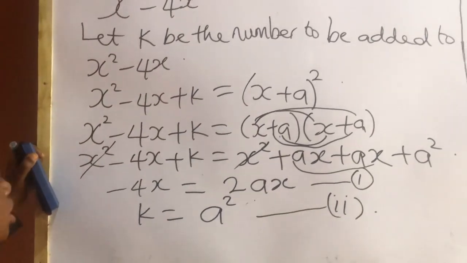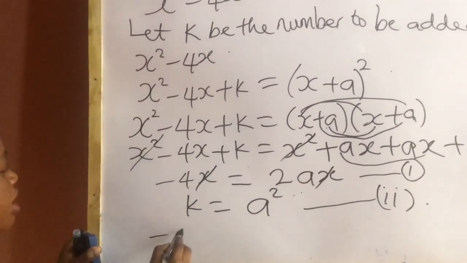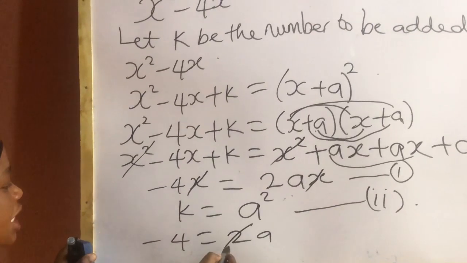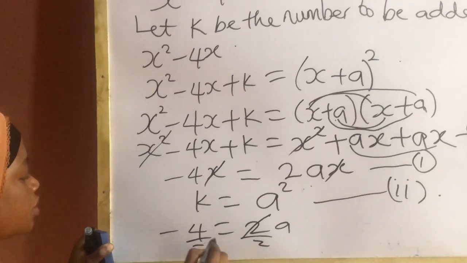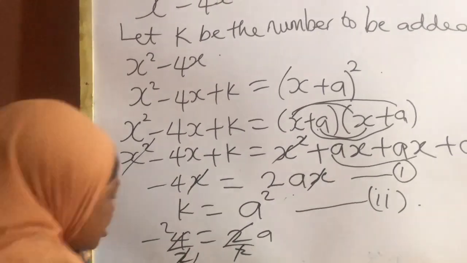So from equation 1, here x cancels x. So minus 4 is equal to 2a. From here, divide both sides by 2. 2 here gives 1, and minus 4 divided by 2 gives minus 2. So a is equal to minus 2.